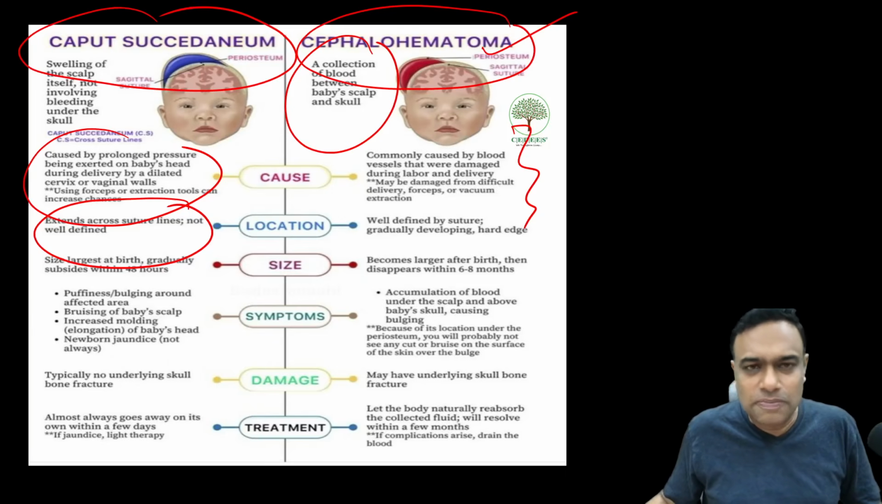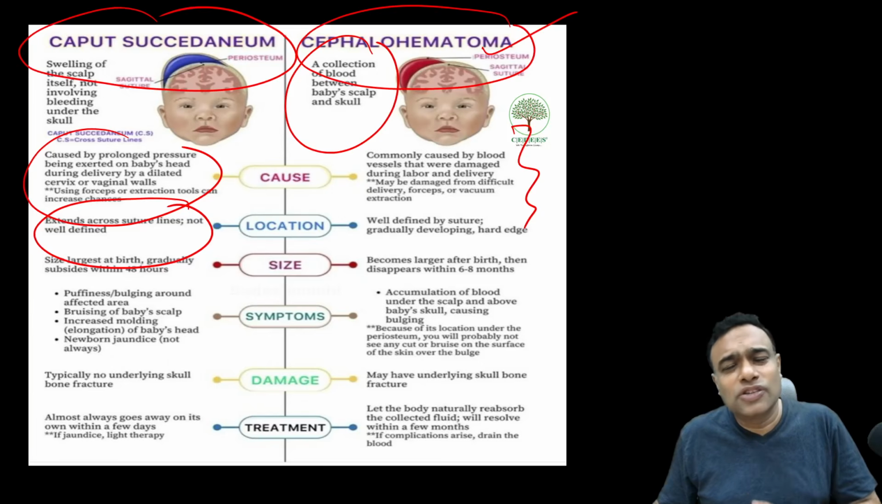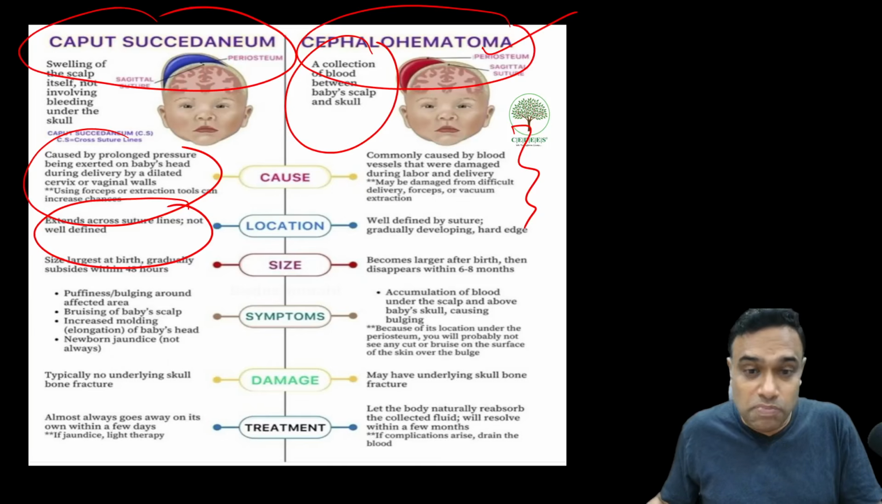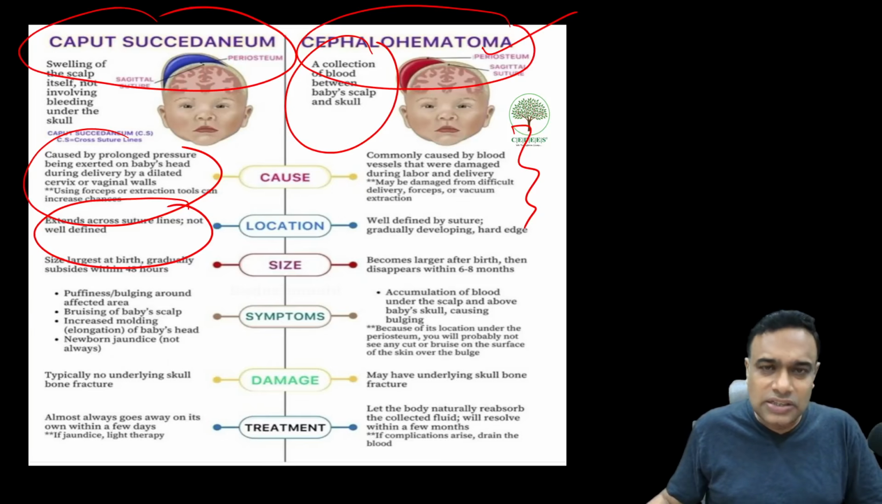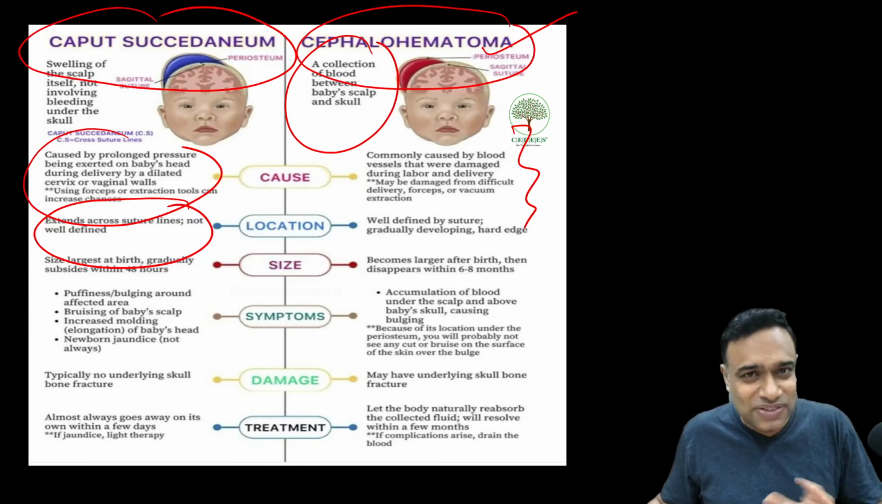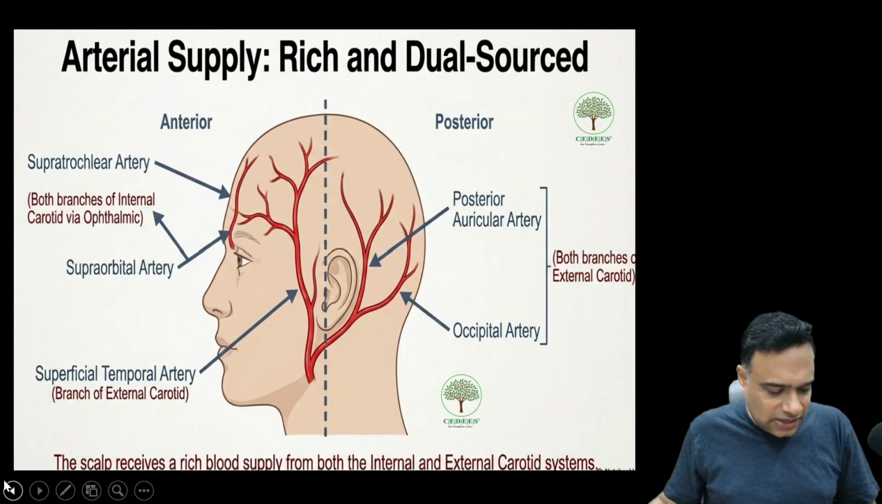Caput succedaneum, not to worry. Cephalohematoma, also not to worry, but it resolves only after a period of 6 to 8 months. So that's a little different, and this is blood. Cephalohematoma is blood, and there could be injury to the underlying bone, whereas this is serosanguinous, meaning it's blood with serum and nothing much to worry about, right? So I'm hoping you understood the difference between these two. Okay, right. So after that, we will move on.